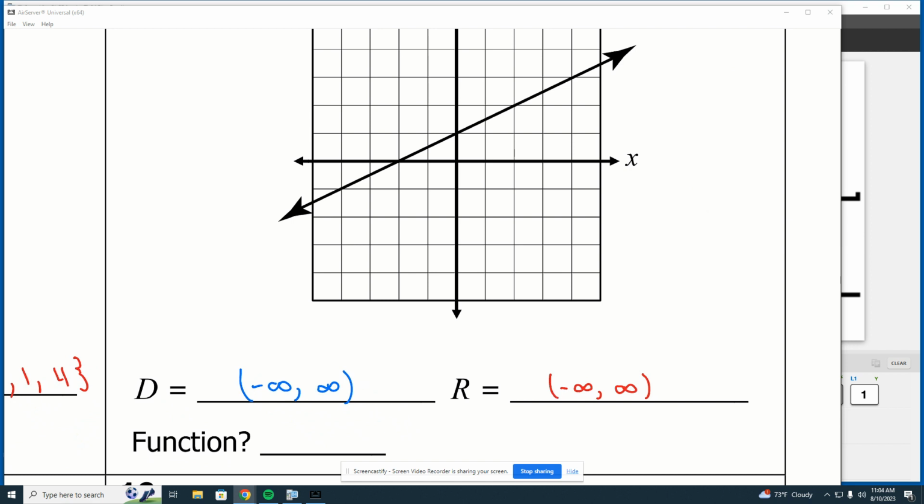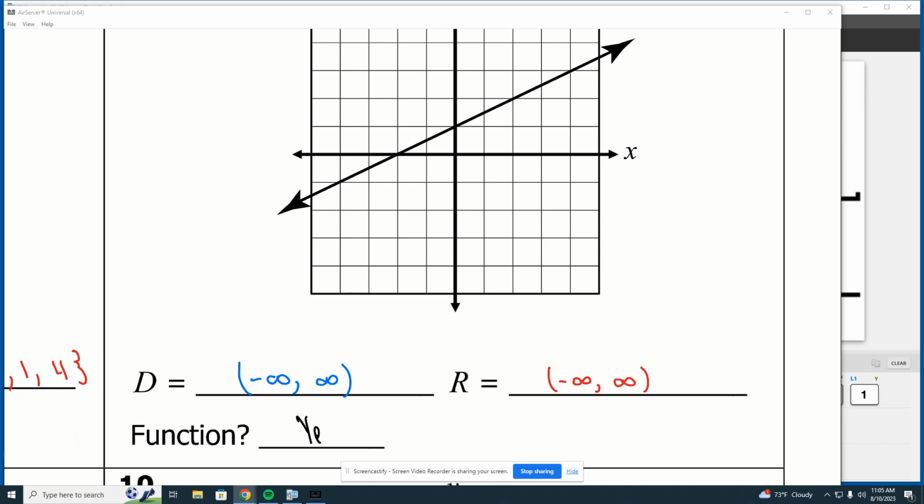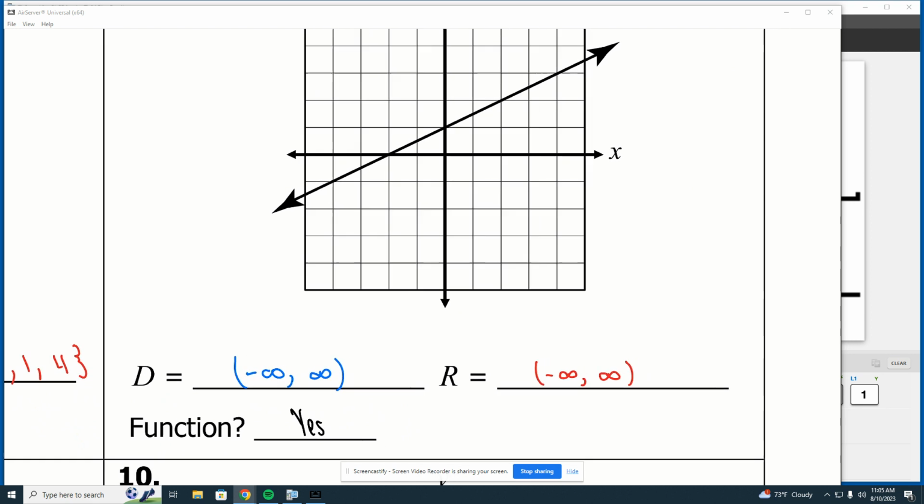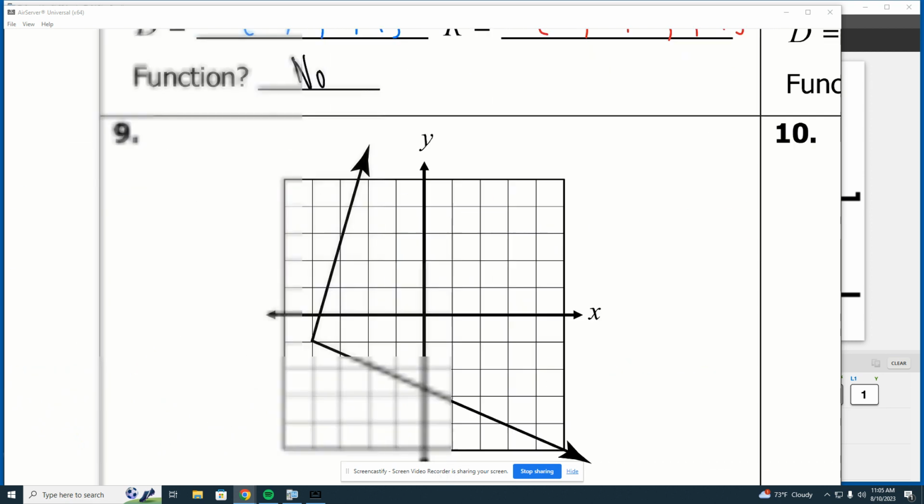Now, is this a function? Does it pass the vertical line test? Absolutely it does. You never hit 2 points at once. This is a function. A line is almost always a function. There is one time a line is not a function, and we're going to look at it in a minute, okay? Okay, let me show you this one.